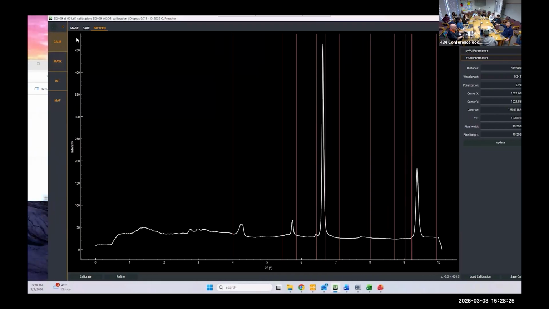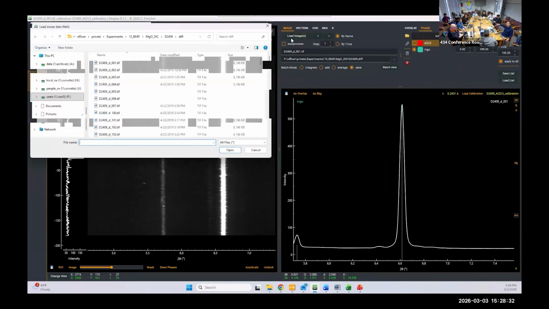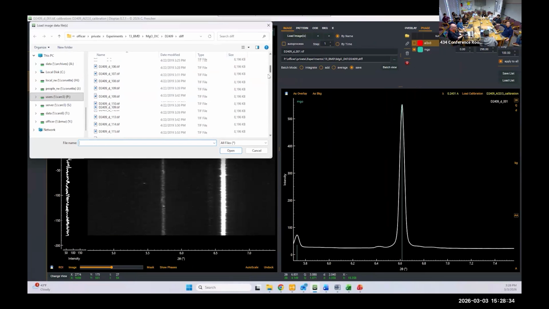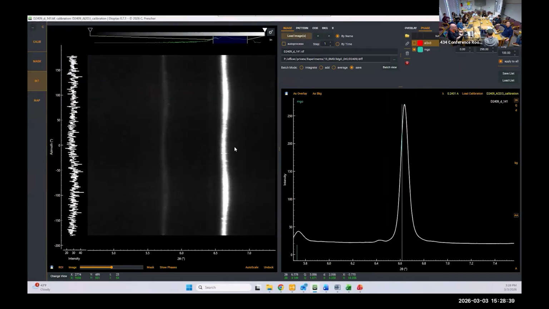Now if I go back to this, we're going to get our cake patterns out. I'll pick somewhere down the line where we have a bit of stress built up. I think there should be some here. So now you can see this is after we pressurize and we're deforming it. This was done at room temperature. You see that the peak has shifted now. We can increase the pressure. We're at about 1.5 GPa.